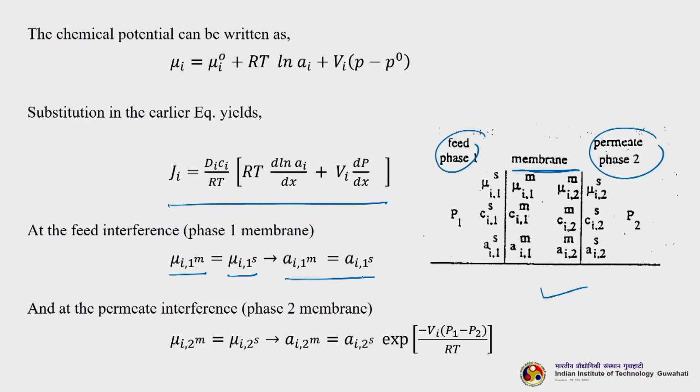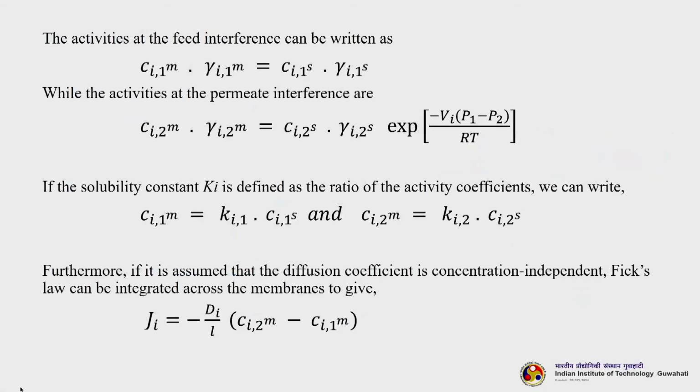Hence, activity also can be written in the same manner, and at the permeate interface also we can write something like this. The activities at the feed interface can be written in terms of C 1 I gamma I equals C 1 S gamma I 1 S, and similarly we can write the activities at the permeate interface. If the solubility constant K I is defined as the ratio of the activity coefficients, we can write C I 1 m, that is the concentration inside the membrane, equals K I 1 into C I 1 S, the concentration of the permeate or feed side.